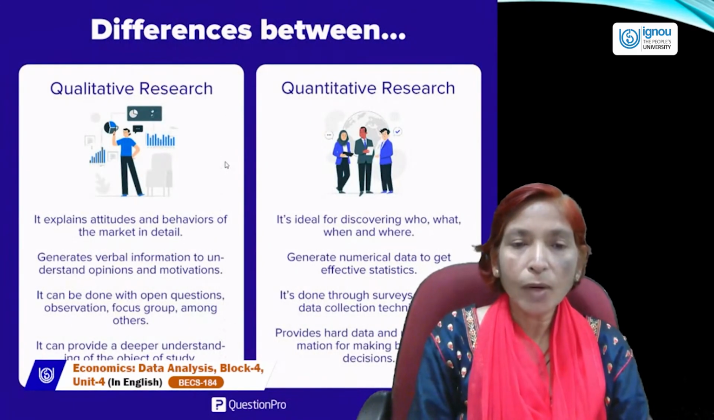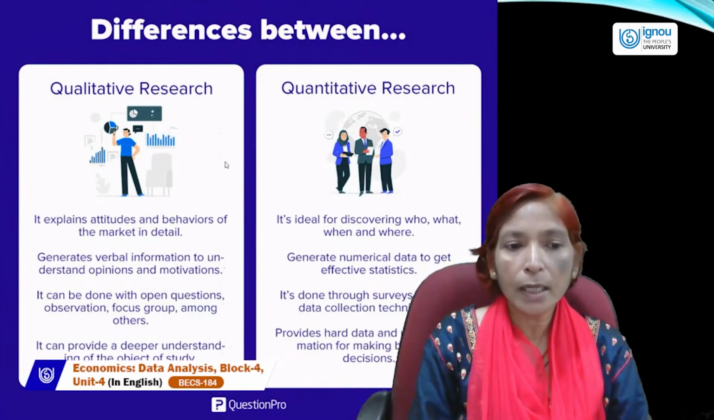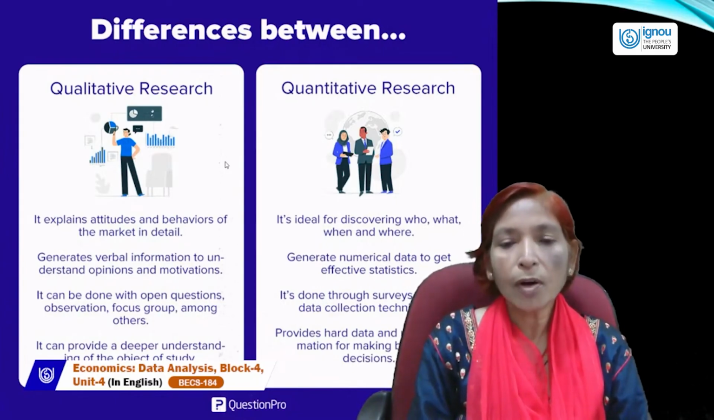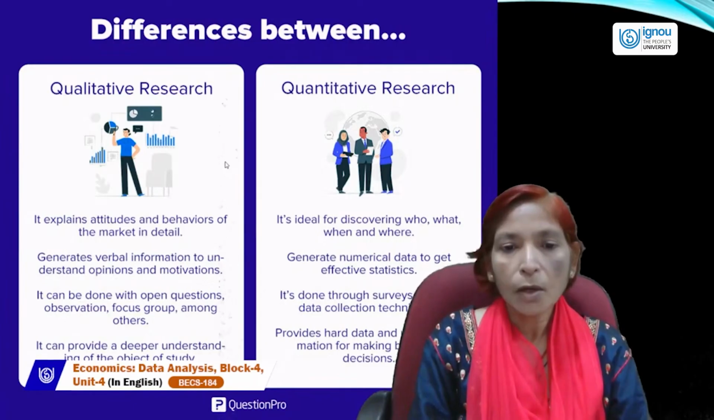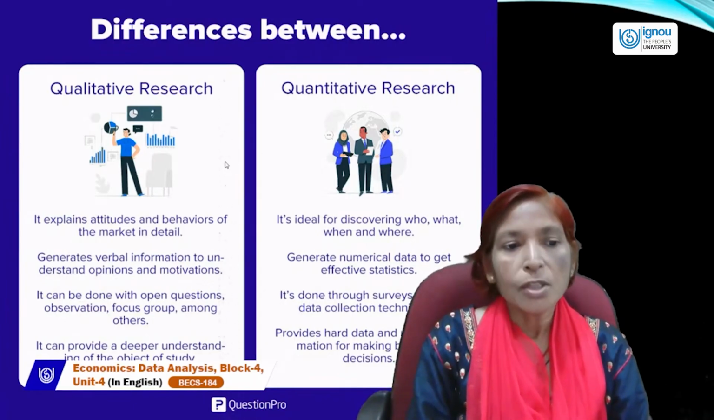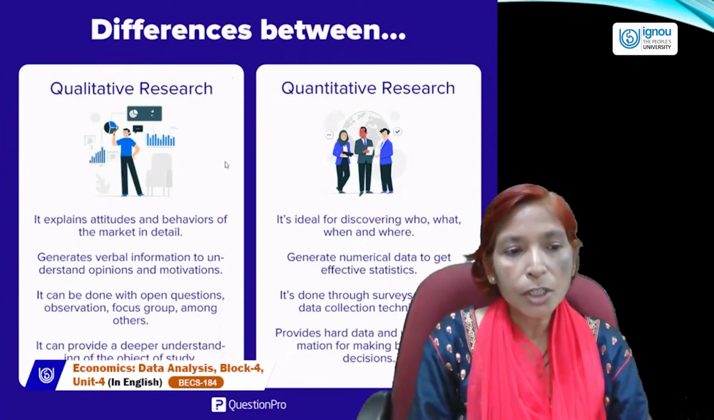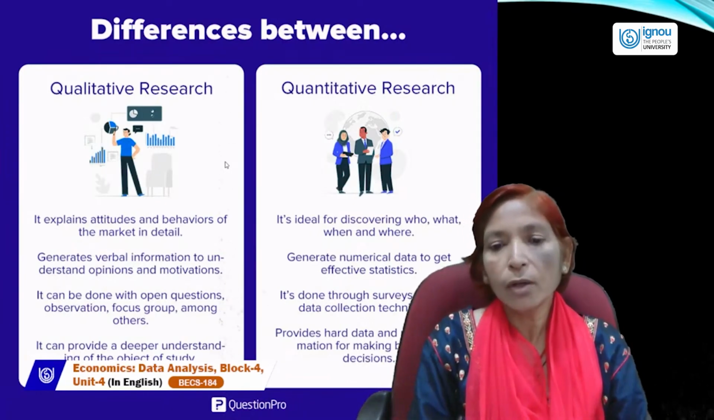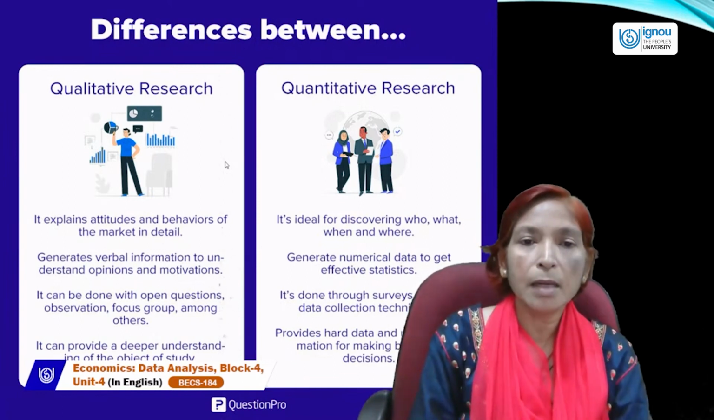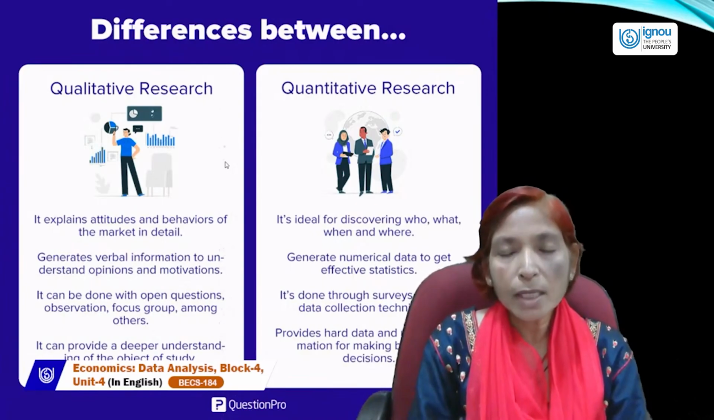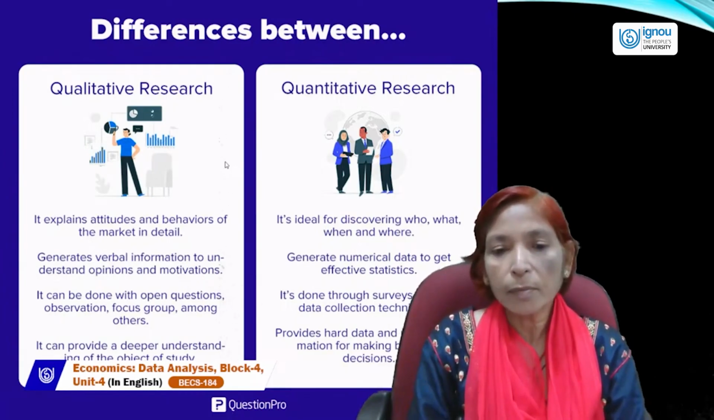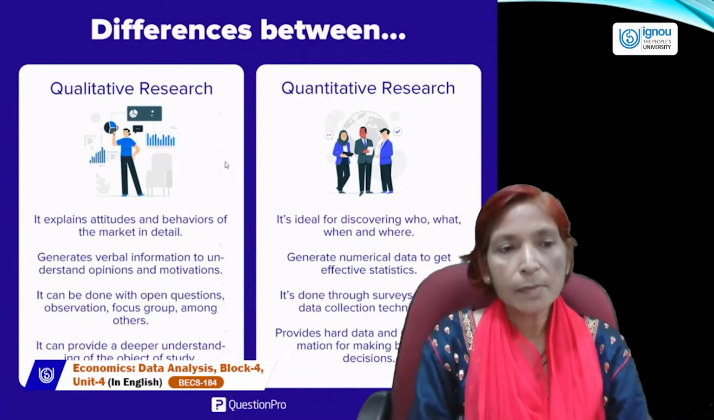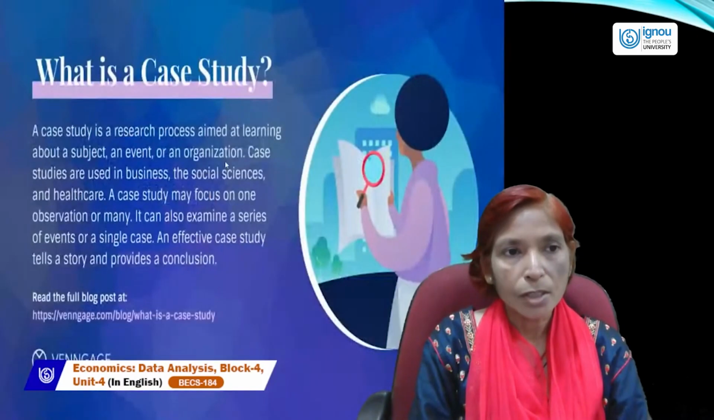So there is a difference between qualitative and quantitative research. You know that qualitative research explains attitudes and behaviors of the market in detail, and quantitative research deals with discovering who, what, when, and where. Qualitative research generates verbal information, and quantitative research generates numerical data. It is clear from its name: quantitative means we can quantify, we can express any information in data terms or numerical terms. So this is the basic difference between qualitative research and quantitative research.